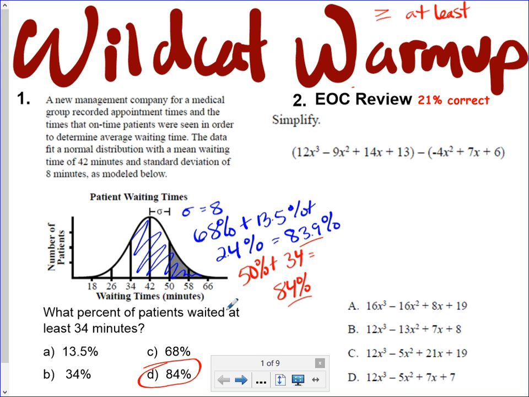Is that at least 34? Yeah. So I should color in this section. What about this section? 46. Is that at least 34 minutes? Yep. 52. That's at least 34. Yep. Just do some trials in your head. Okay? Don't get so caught up in, I don't know what this means, because then you start panicking. Just do some tests. Okay?